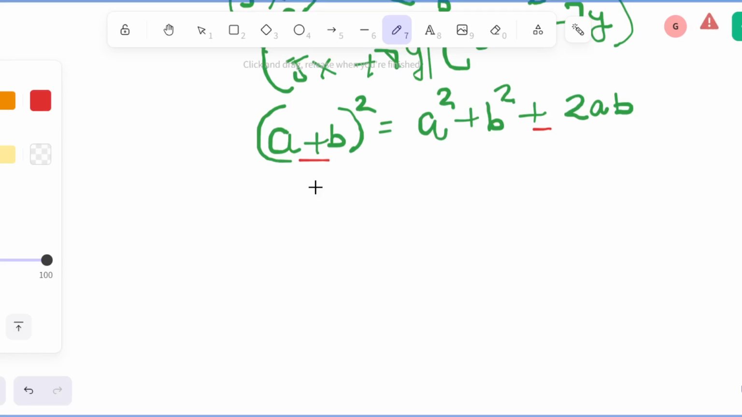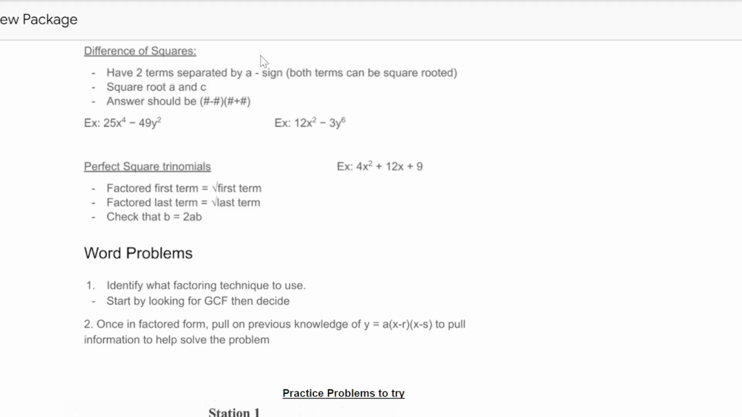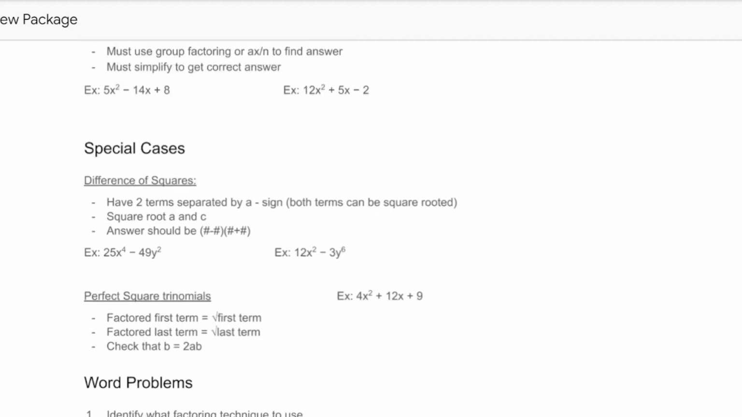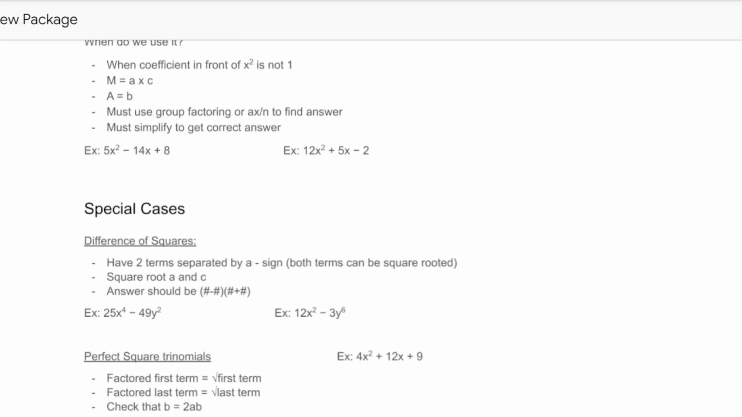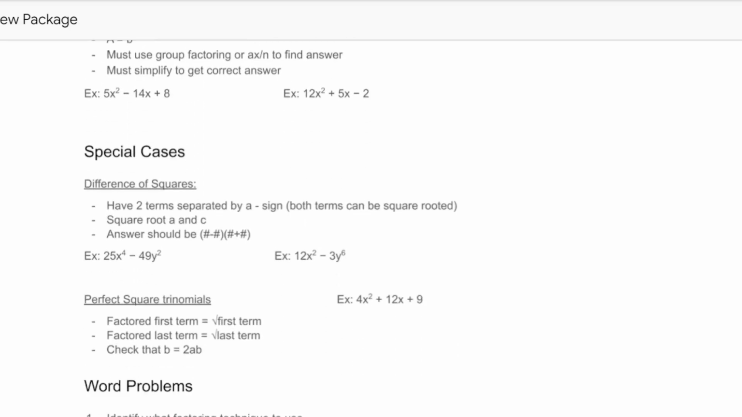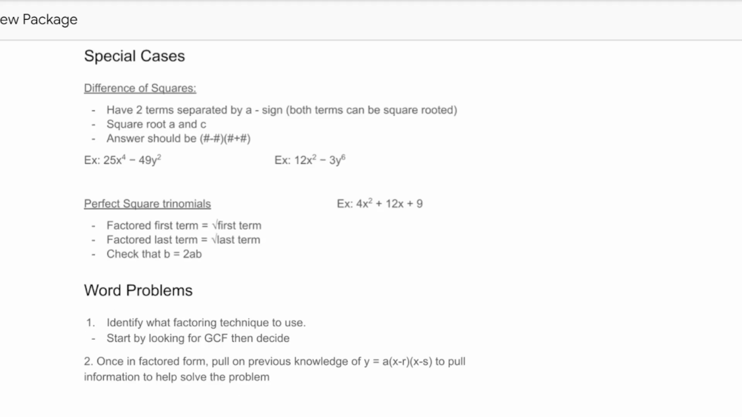As I go with your unit review package, that only covers the difference of squares and the splitting of the middle term, what we just discussed, right? Any doubts so far, Nathan? All good?